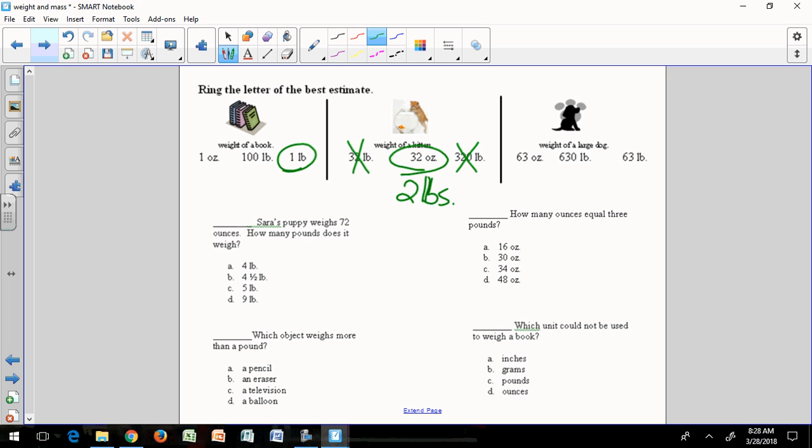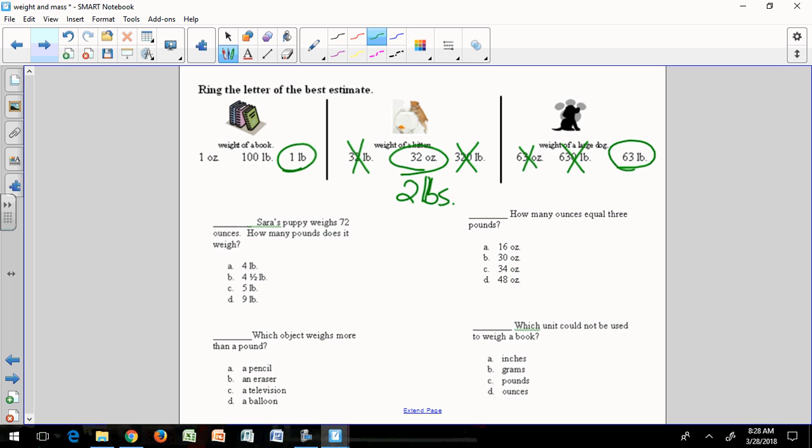And then the weight of a large dog? I don't even think a wolf is 630 pounds. And 63 ounces? That seems a little light. That's almost 4 pounds? I don't know. I don't think so. Not a large dog. 63 pounds probably seems the most reasonable answer.